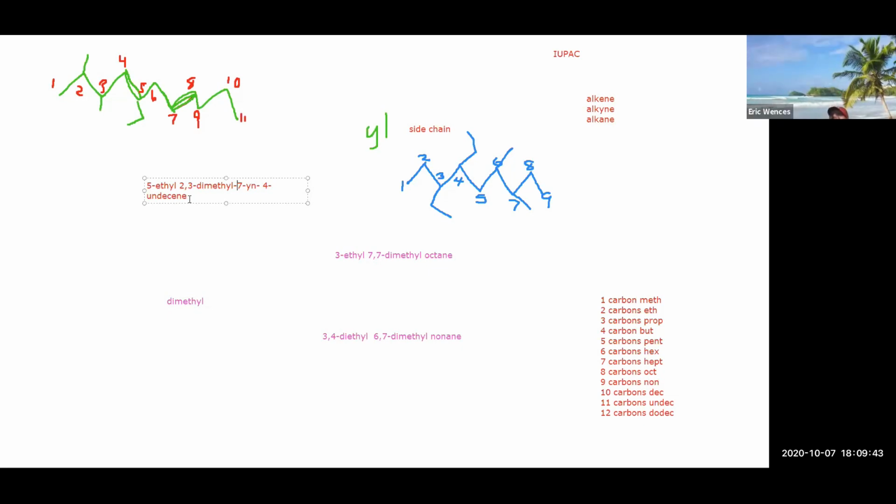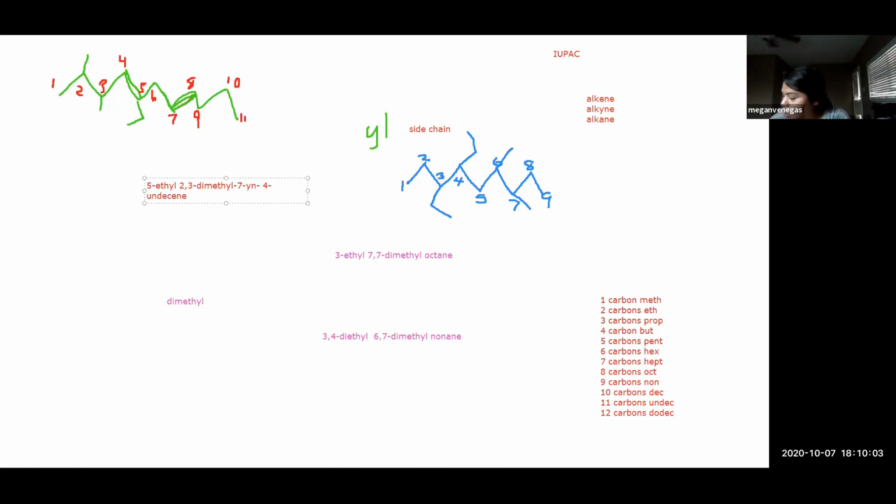Can you leave it up really quick while I write that down? Sure. What does nomenclature even mean? It means naming. Are all these dashes necessary? Yes, you want to put them in there because it helps you keep things clear.